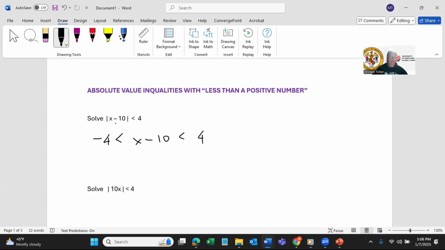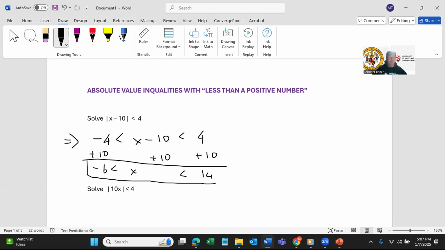So the absolute value of x minus 10, closed absolute value, less than 4, implies that negative 4 is less than x minus 10 is less than 4. Now let's get the x by itself. To get the x by itself, we're going to add 10 to all three sides. And we have negative 6 less than x less than 4 plus 10 is 14. And so there's the answer, negative 6 less than x less than 14.